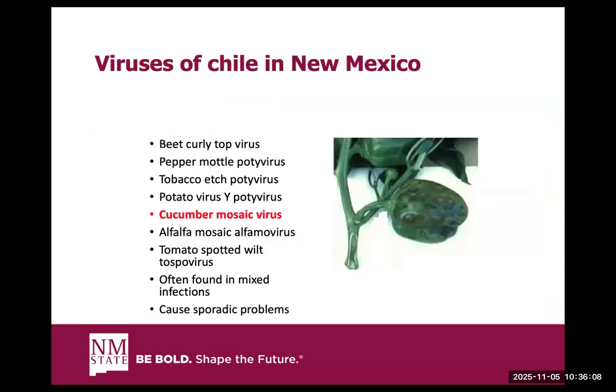In New Mexico, these are the viruses that I found. So beet curly top virus, there's a variety of potyviruses, cucumber mosaic virus, which is shown here, alfalfa mosaic virus, tomato spotted wilt virus. A lot of these are often found in mixed infections. That is, you find one virus, you're likely to find 3 because they're all transferred by the lovely aphids, and we'll talk more about that in a little bit. And they're not all found every year. Some years you can find one virus, some years you find another, some years you find 4 of them mixed together, but they're sporadic.